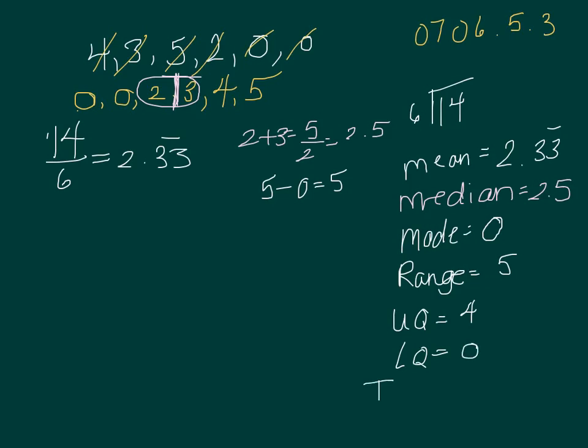Now, interquartile range. IQR, interquartile range. That is a comparison between your upper quartile, which is the median here, and your lower quartile, which is this median. So a comparison again. So 4 minus 0 equals 4. So now I have mean, median, mode, range, upper quartile, lower quartile, interquartile range. Notice that I situated upper quartile here, lower quartile here, so that I'd be able to just look at this, subtract the bottom number from the top number, and I'd get my IQR, which is 4.